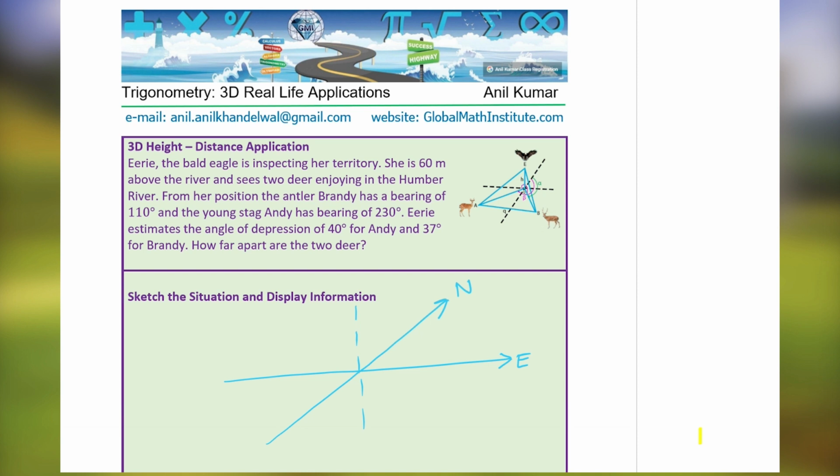Now, we have the bald eagle right there on the top, and the distance is 60 meters. So we know this is 60 meters for us. So that is the distance directly from the eagle to the floor. Clear? Now we are given 2 deer. So one of them is placed at a bearing of 230 degrees and the other one is placed at 110 degrees. So from north, so this is the north which we are talking about, right? So from north, if I have to make 230 degrees, where will it be?